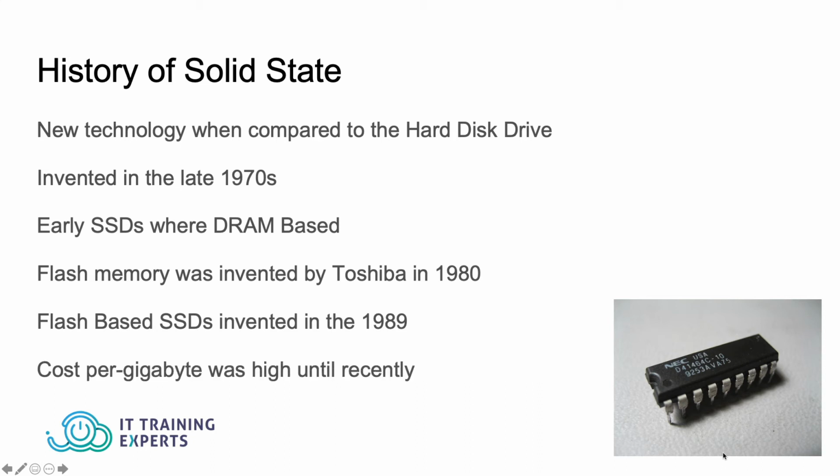And we talked about solid state being around for a long time, but it took a while for it to grow in popularity because the cost per gigabyte was very high until recently. It wasn't until the last 10 years and probably even more like 5 years that the price has gone down, and we've seen a move towards solid state replacing a lot of hard disk drives in the market, especially on the SAS side of things.